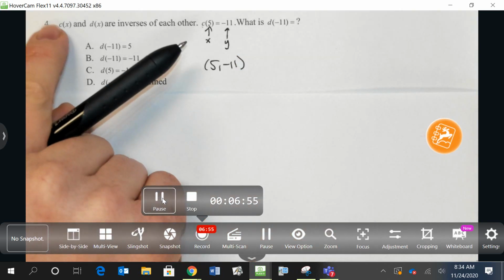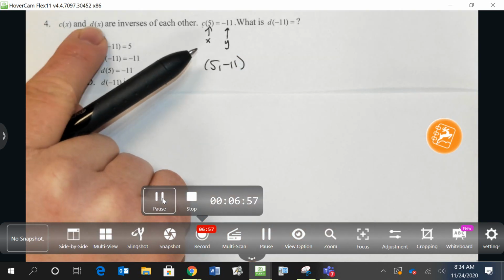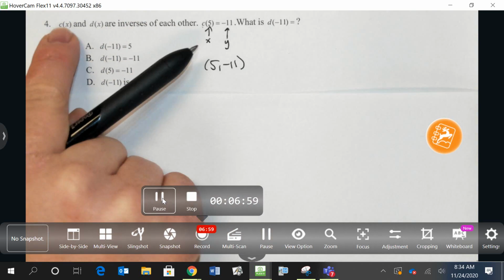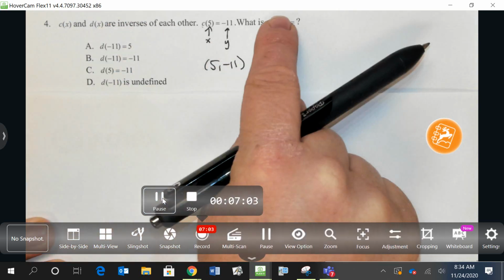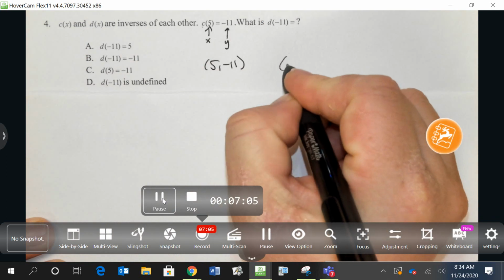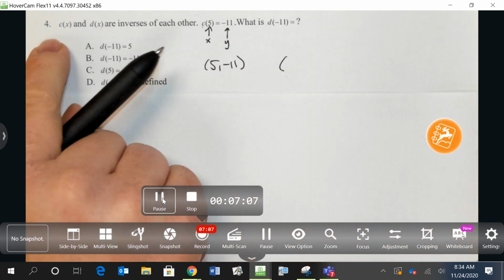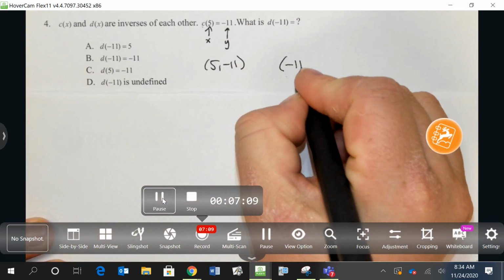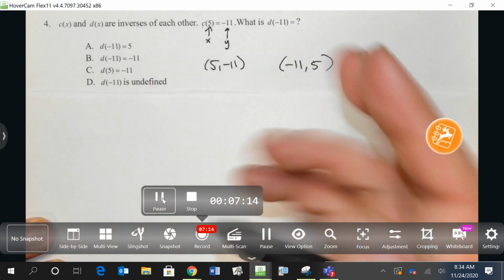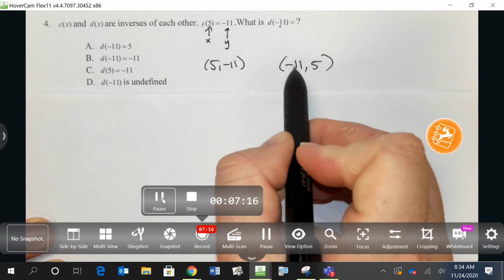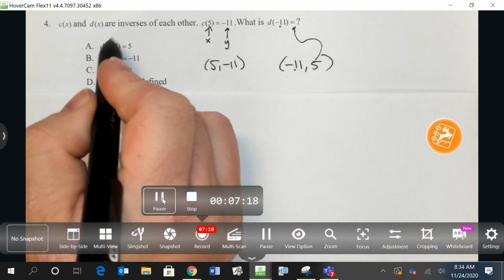So this happens to be for the original, and we're asked, well, if they're inverses of one another, then what could we say about the inverse of c of x? Okay, remember, we just flip these. So then for d, the inverse of c, negative 11 would be the input, and 5 would be the output because the domain and range just flip. So if I have negative 11 here, the output would be 5.